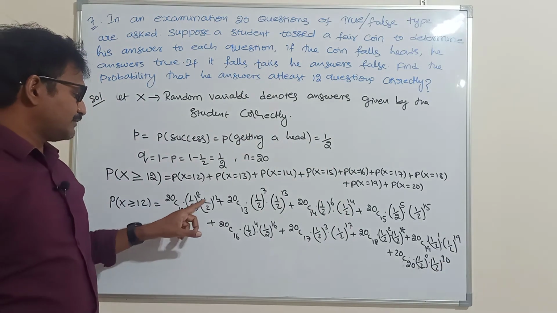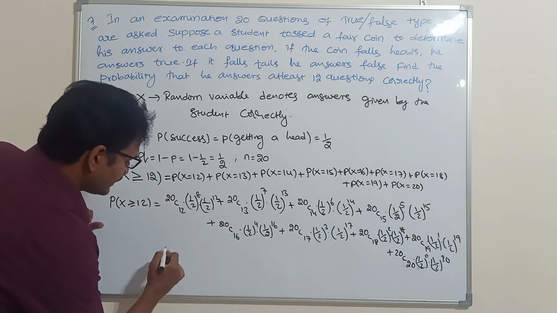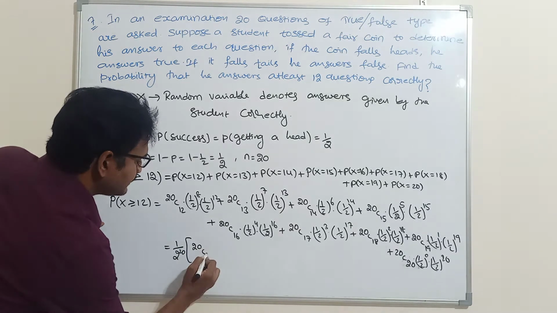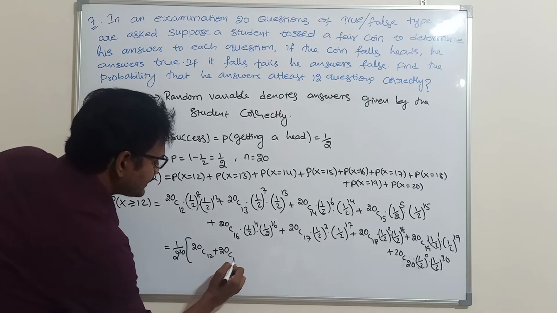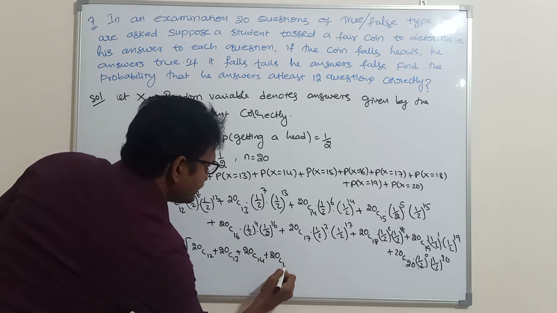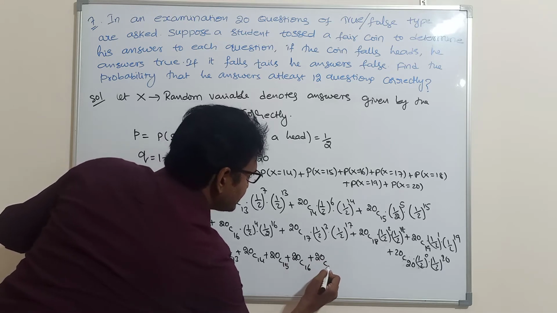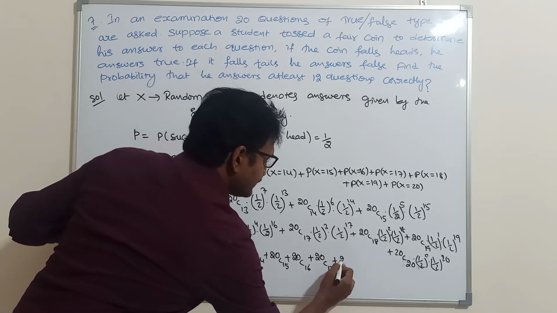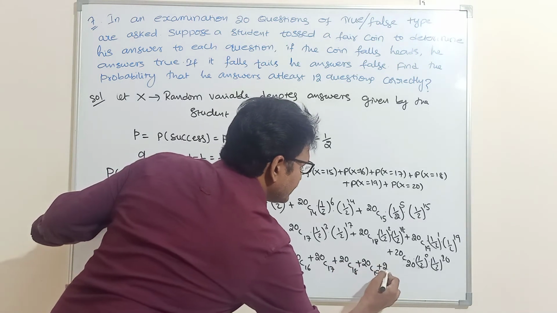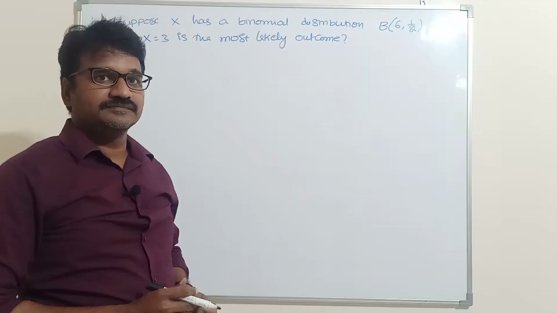If you add the powers, (1/2)^20 is common in every term. So (1/2)^20 into 20C12 + 20C13 + 20C14 + 20C15 + 20C16 + 20C17 + 20C18 + 20C19 + 20C20. Simplify this, then you will get the answer.